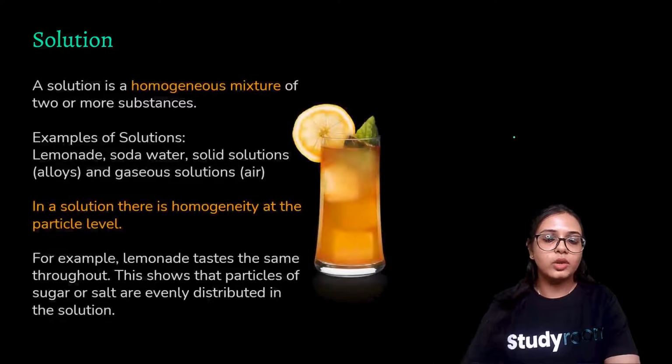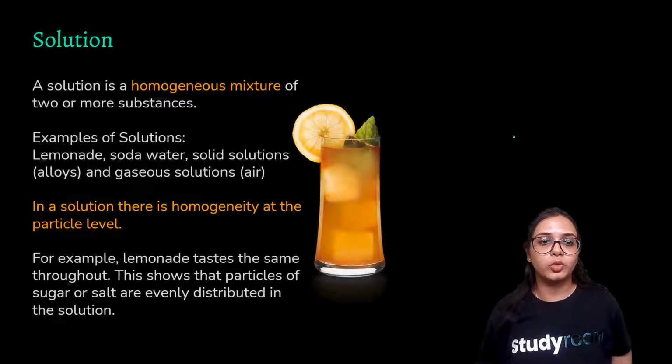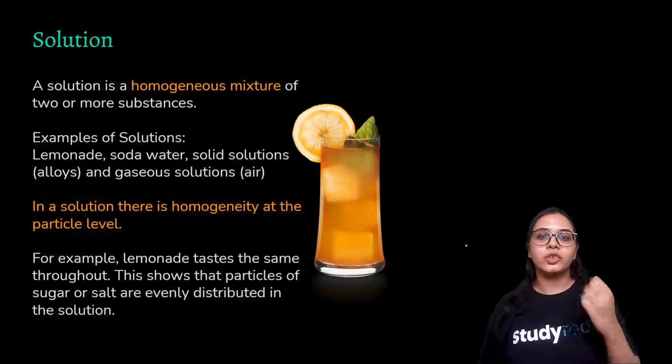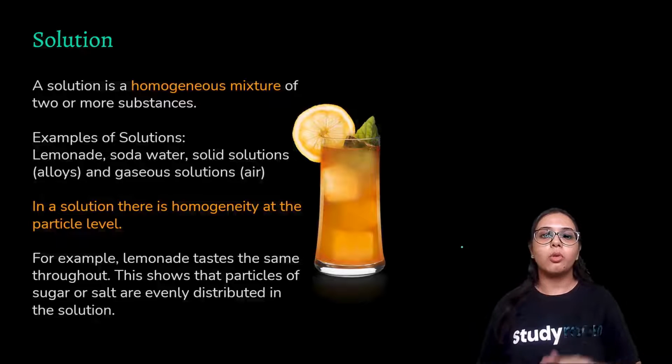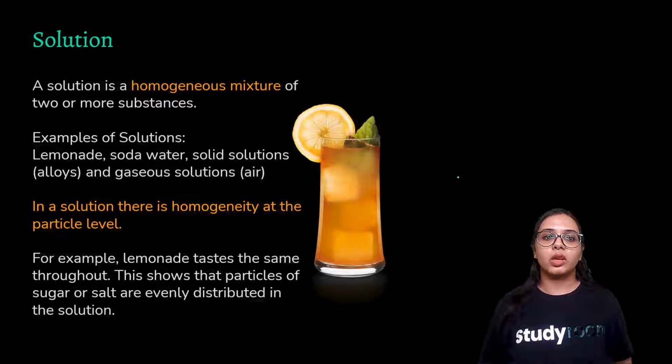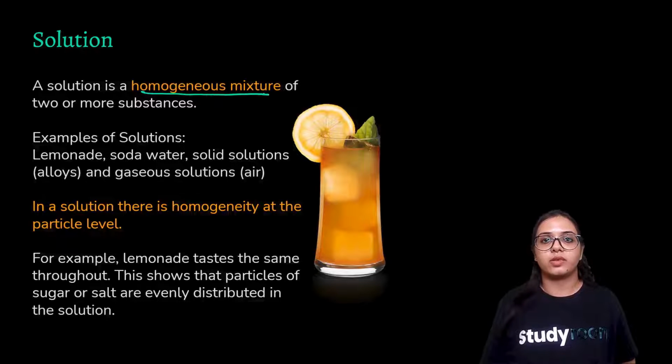All right, next we'll be learning about what a solution is. A solution is a homogeneous mixture of two or more substances. Examples of solutions: lemonade, soda water. There are also solid solutions like alloys, and gaseous solutions, for example air. So a homogeneous, uniform and stable mixture of two or more substances is known as a solution. Previously I told you that a homogeneous mixture could be equivalent to a solution.